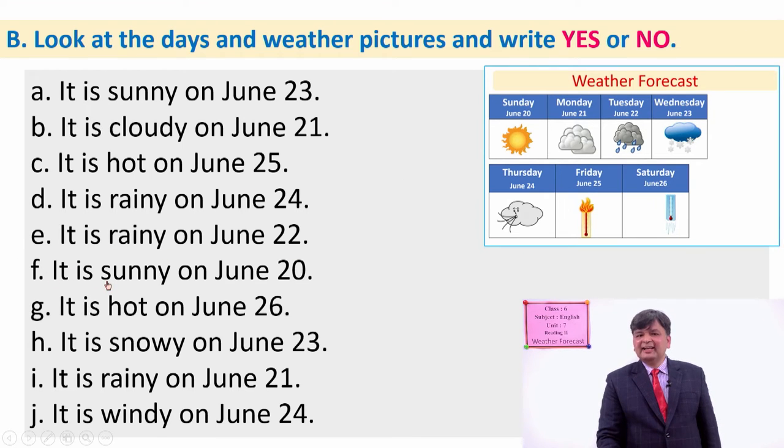Number F, it is sunny on June 20. It is sunny. So is it yes or no? Yes, very good. Number G, it is hot on June 26. Is it hot? No, it's not. You are correct. I think you are correct. Yeah, we will check it later. Okay. Number H, it is snowy on June 23. Snowy. You can see the snowfall.